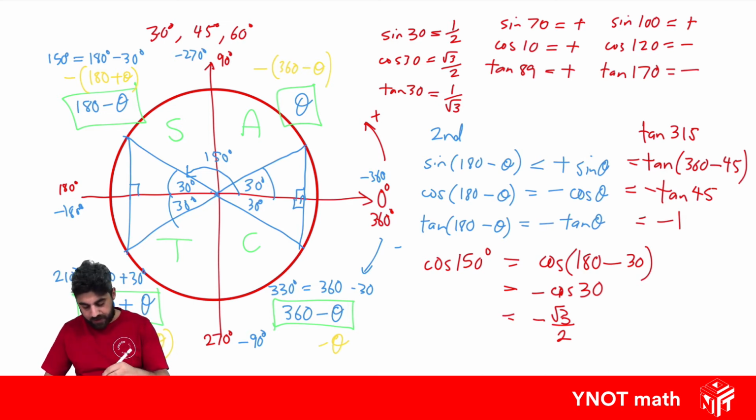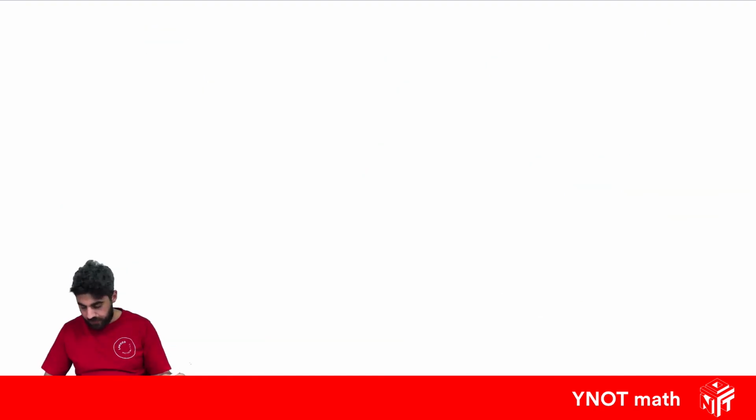So let's just have a look at solving some equations now using these properties. So now we want to solve equations. So we're going to look at cos x equals a half. And we want to know all the solutions where x is between 0 and 360 degrees.